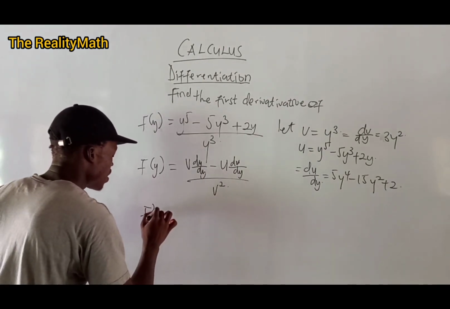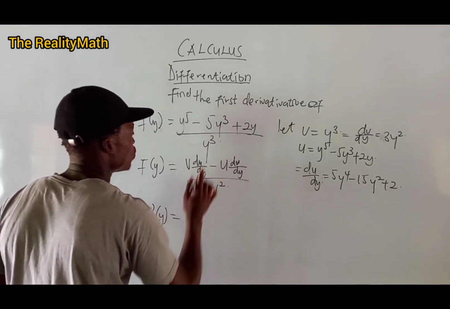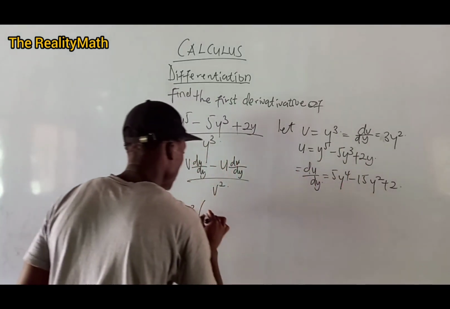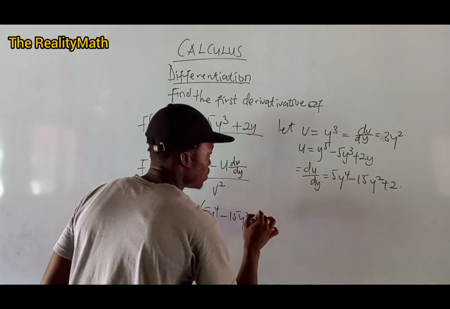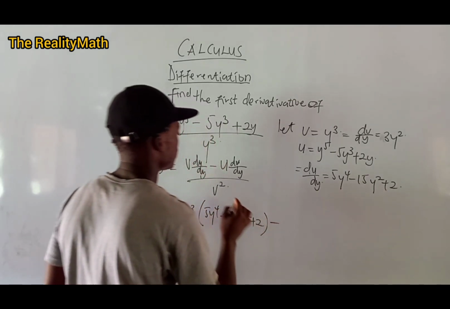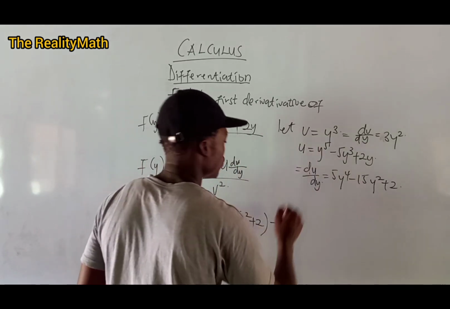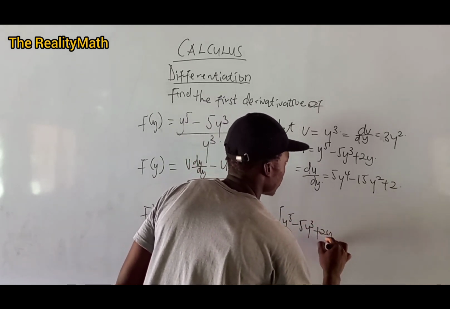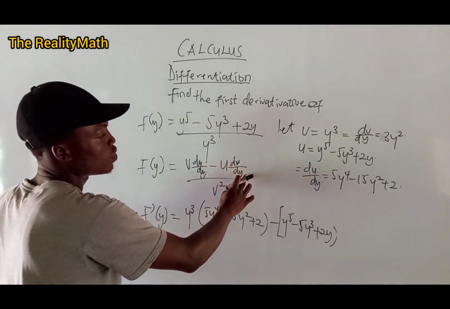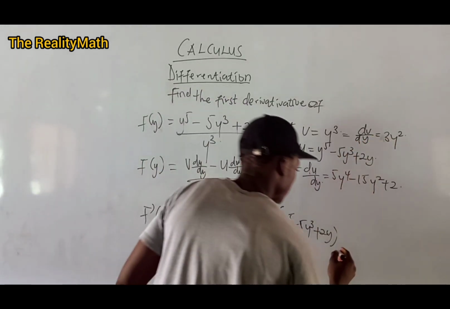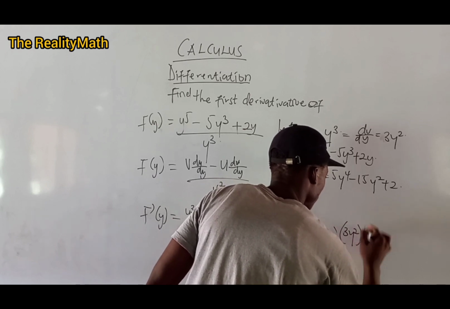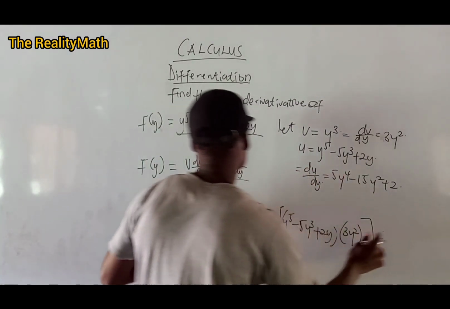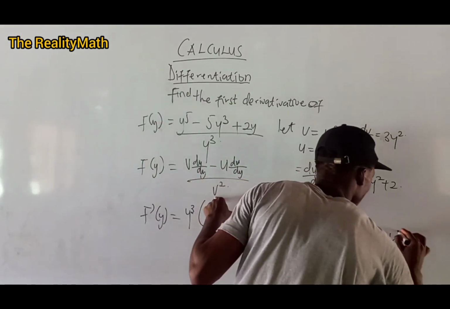Okay. So we now have our f prime of y to be equal to our v, which is y cubed, multiplying du dy, and our du dy is 5y to the power 4 minus 15y squared plus 2, all minus u. Our u is what? y to the power 5 minus 5y to the power 3 plus 2y. Now dv dy. What is our dv dy? Our dv dy is 3y squared. Okay, all over v squared. Now we can divide it by the v squared, which is y to the power 3. So y to the power 3 all squared.